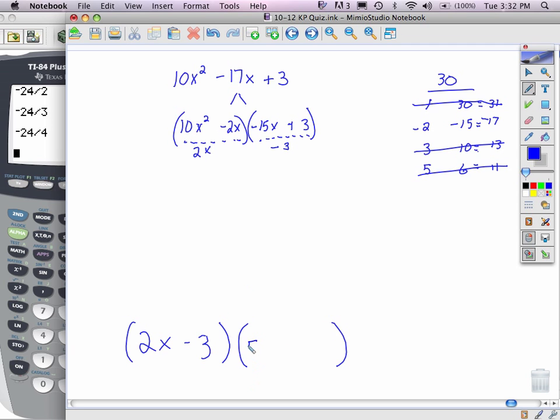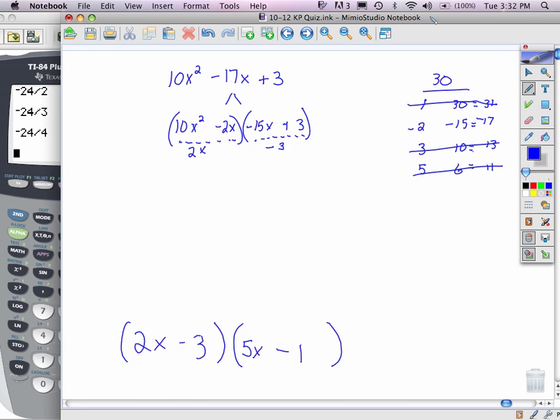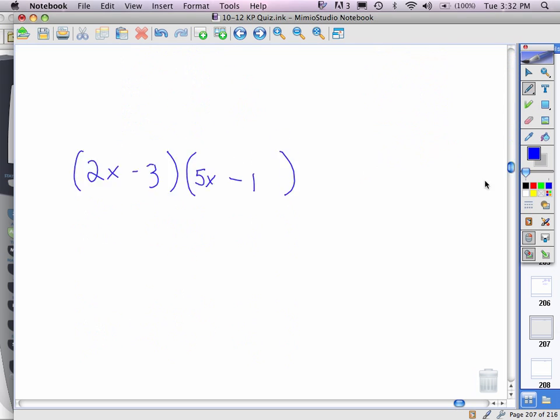And to figure out what this other binomial is, I say, okay, 10 divided by 2 is 5. X squared divided by x is x. Negative 2 divided by 2 is negative 1. And notice that the x is just canceled there. So I get 5x minus 1. To confirm whether or not this is the right answer, first of all, I've got to go negative 15 divided by negative 3, positive 5. And I still have an x. 3 divided by negative 3 is negative 1.